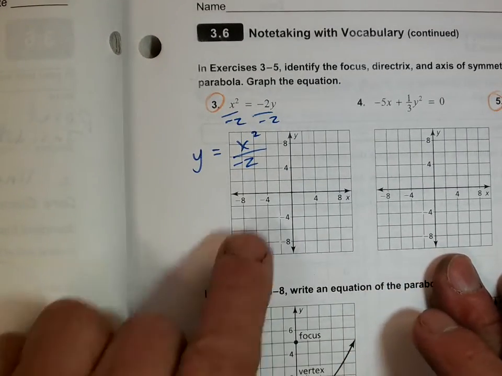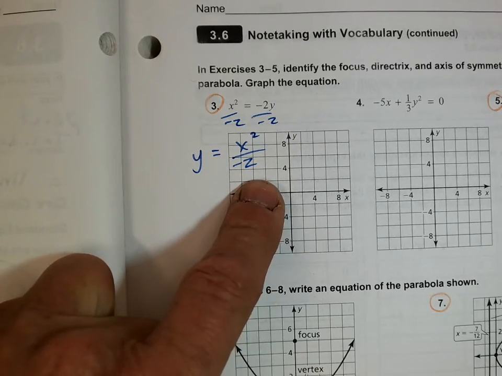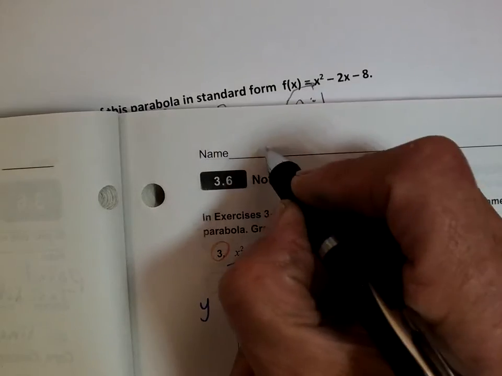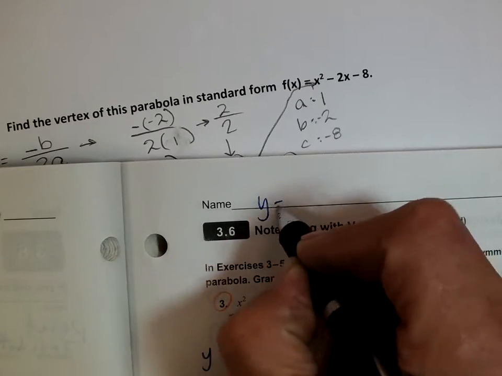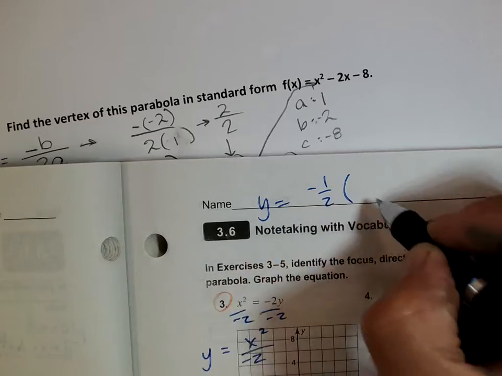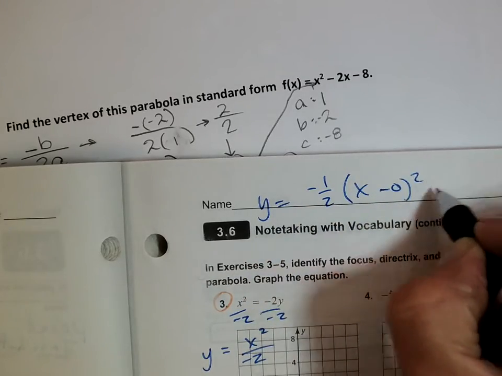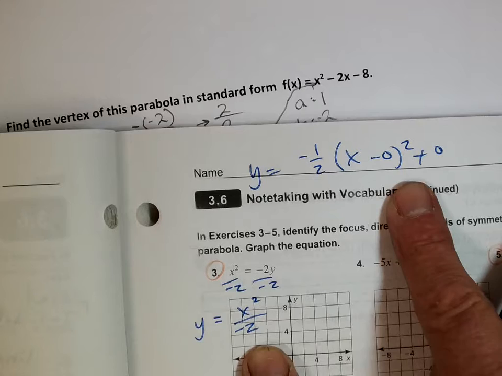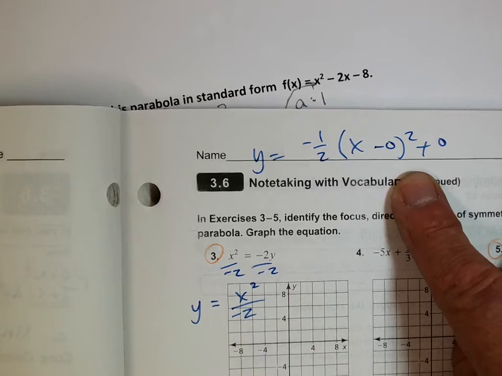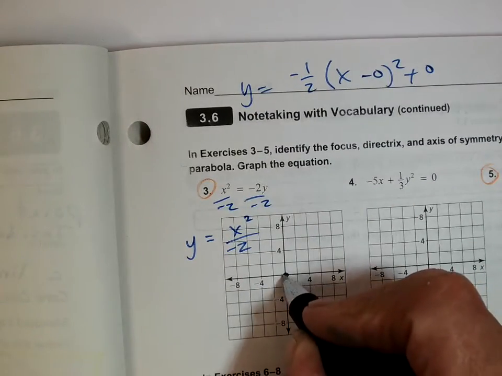So the vertex on this one is at (0, 0), okay? The vertex of this one is (0, 0). I could rewrite it like this, kind of a pain, but I will. I could rewrite it like -1/2 times (x minus 0) squared plus 0. I mean, this is the exact same equation I have here, but that's kind of redundant. I don't really need the zeros. So I know the vertex is at (0, 0). So I'll go and put my dot at (0, 0).